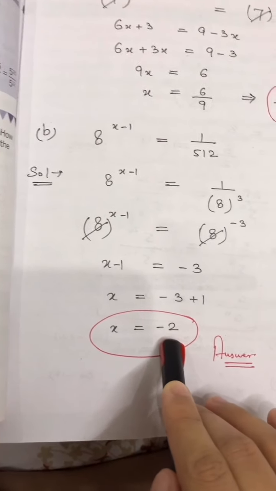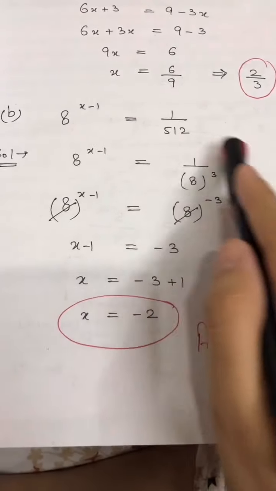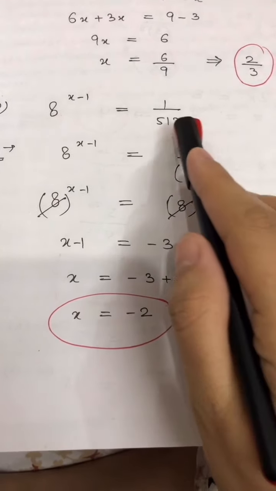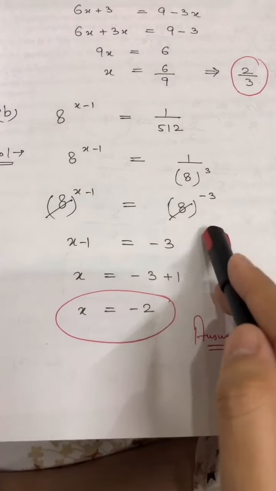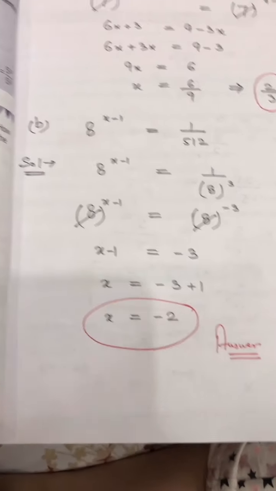This is your answer. In this B part, we did not apply any law, because here you just have to compute the value of 8, then you can cancel it, then you can take out the value of x. This is very simple.